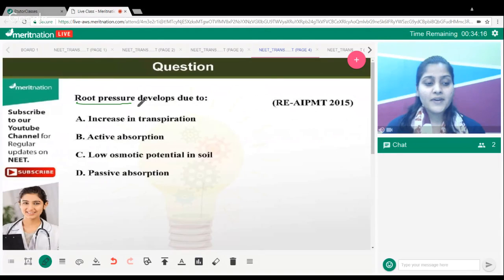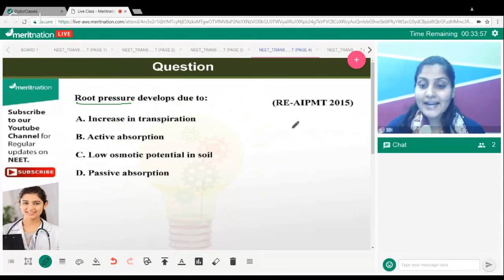Okay, they have to appear in NEET examination, they're under pressure. But the option is not showing you about that. Option doesn't mention NEET or something. Option says it's because of increase in transpiration. It's because of active absorption. It's because of low osmotic potential in soil, or it's because of passive absorption.